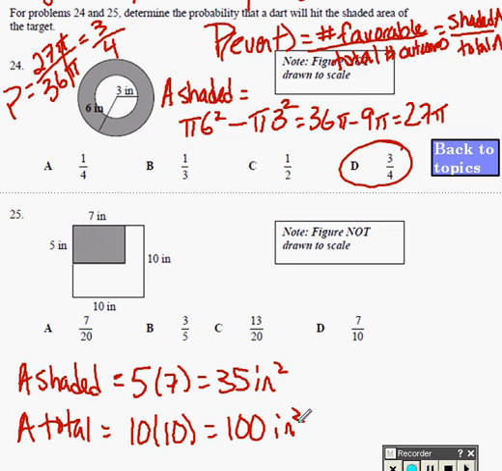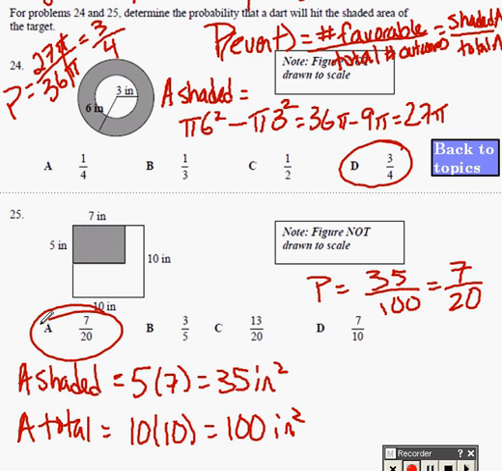So we are looking at our probability to be 35 divided by 100. Let's talk about what goes into both of those. 35, 5 goes into, and 100, 5 goes into. So 35 divided by 5 gives us 7, and 100 divided by 5 gives us 20. So our probability is 7/20.